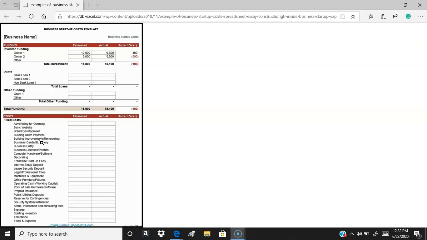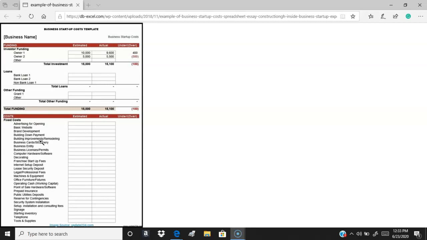Nine times out of 10, the biggest expense you're going to have for service-based businesses, or any type of business for that matter, is advertising and marketing. How are you going to bring people into your business? What I like to do for my businesses is spend more than 40%, or 40 to 60%, of the actual budget on marketing.